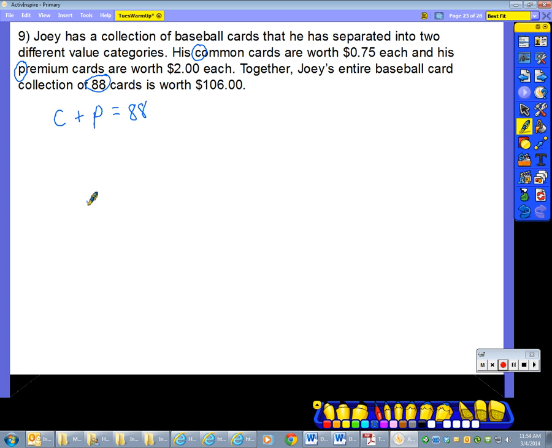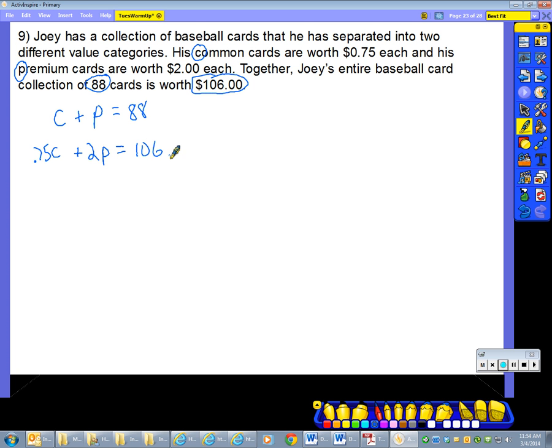Now that's one equation. The second equation is that his common cards are worth 75 cents, so he gets 75 cents for every common card that he has. But he also gets $2 for each premium card. However many premium cards he has, he gets $2 for each one. If I add up how much money he gets for his common cards and for his premium cards, how much is all that value going to be? It's going to be worth $106.